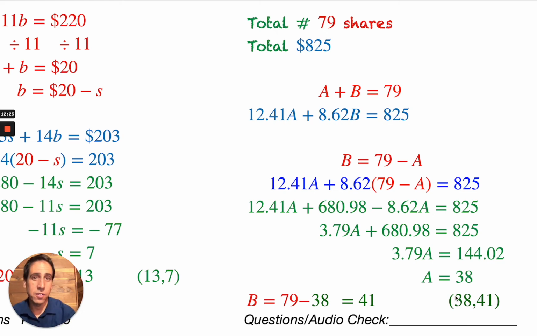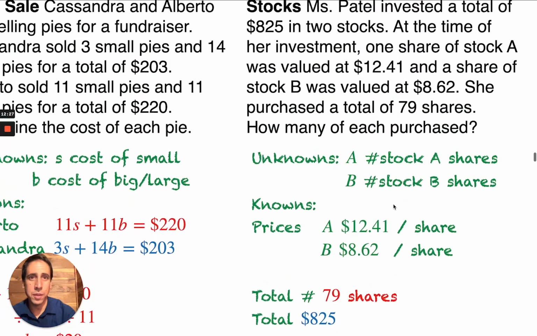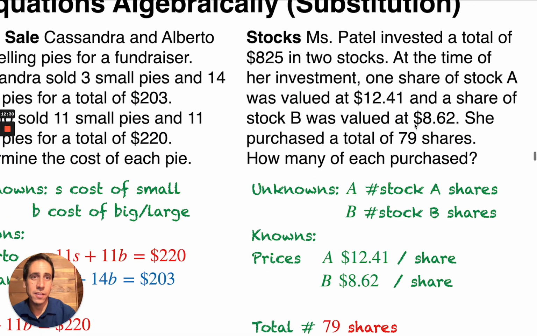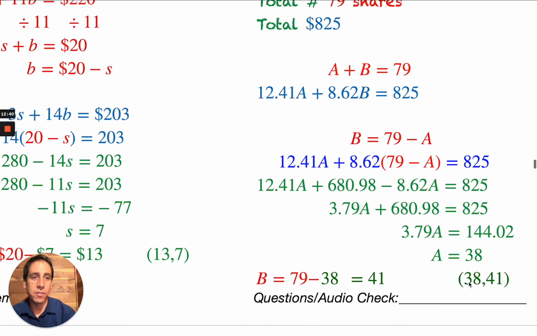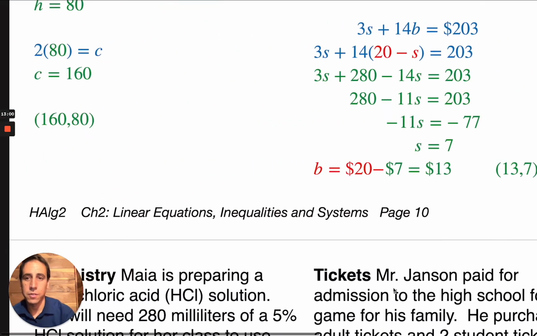Right, so here's the answer: the number of shares, and also the word problem here dictates the fact that you can't buy a decimal number of shares. You can only buy like 1 or 2 shares. You can't buy 1.5 shares. So that means if you get 38.6429318 long repeating decimal, you better check your work. 38, 41. 38 shares of stock A, 41 shares of stock B, because one of the equations above, B is equal to 79 minus A, you just put 79 minus 38 here and you get 41.